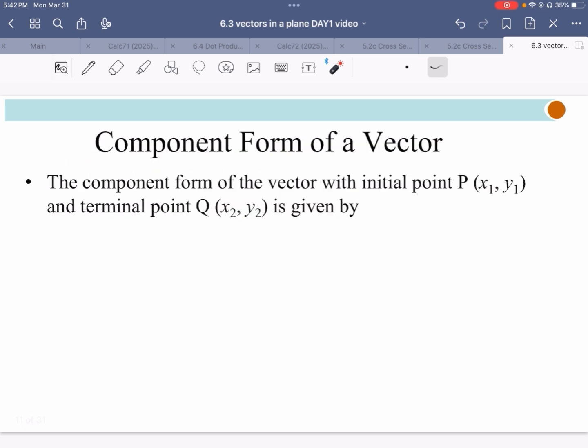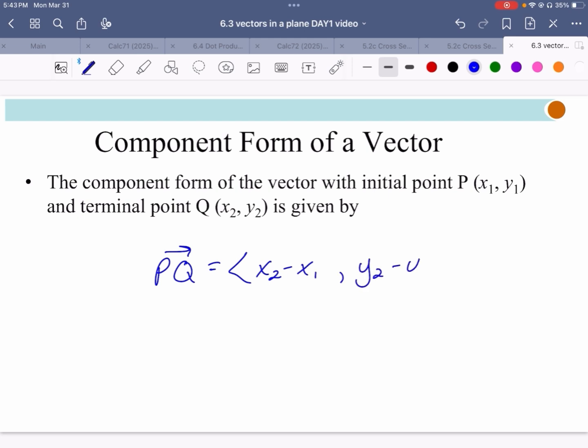So in general, the component form of a vector with the initial point P at (x1, y1) and Q at (x2, y2) is going to be, we'll say vector PQ, capital letters there with the arrow above, equals, open pointy bracket, x sub 2 minus x sub 1, comma, y sub 2 minus y sub 1.